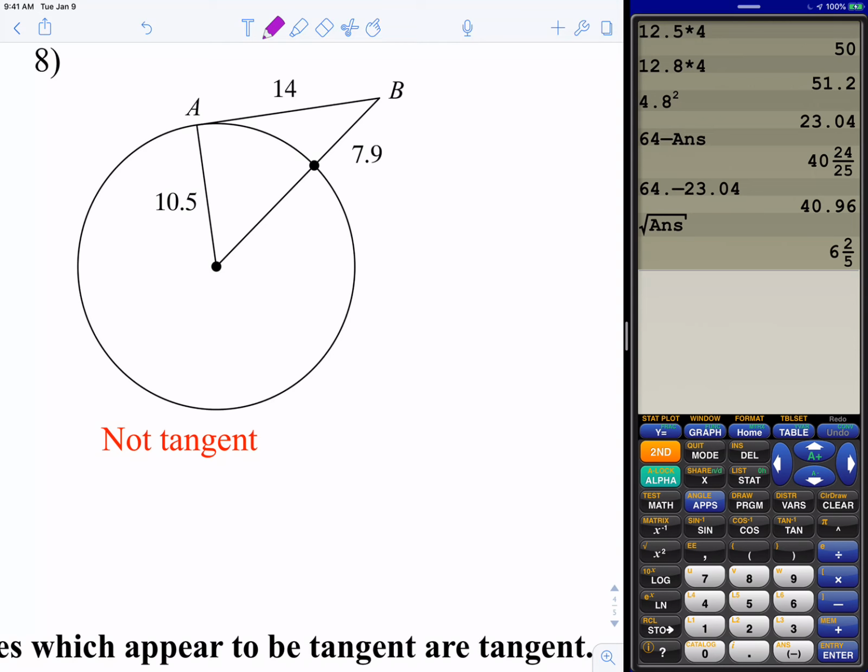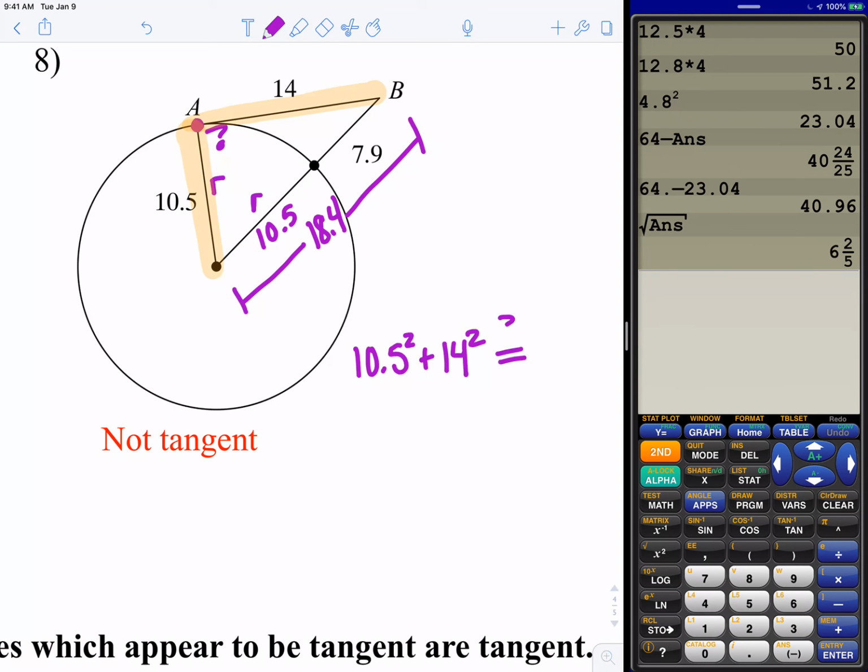All right, number 8, the radius is 10.5, so this radius over here is also 10.5. So this entire length right here is 18.4. All right, this is the possible right angle at A. So the possible legs are 10.5 and 14. So you would set up 10.5 squared, add it to 14 squared, and check to see does that equal 18.4 squared. And when you check it, it does not equal. So again, not tangent. Okay, the next video has the rest of the homework worked out.